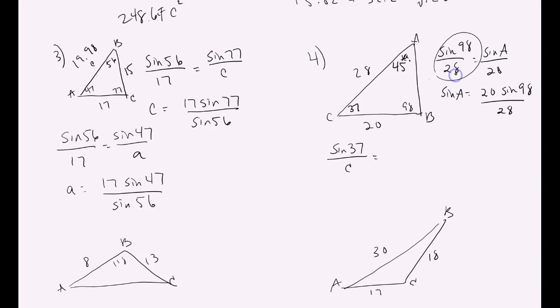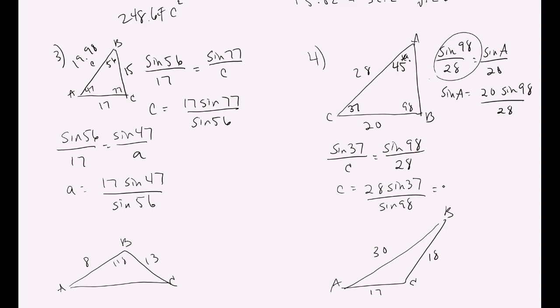I typically always use the same one over and over again. So if I've already used that, I'll just use it again. And then I'll cross multiply so that c will be 28 sine of 37 over sine of 98, and then I'll type that in.